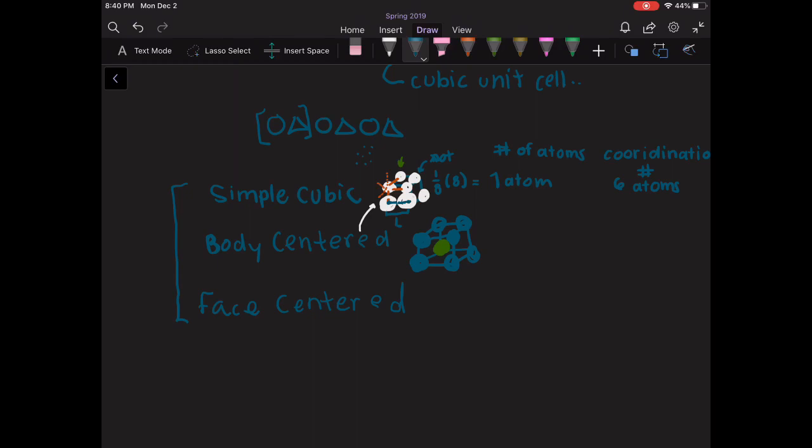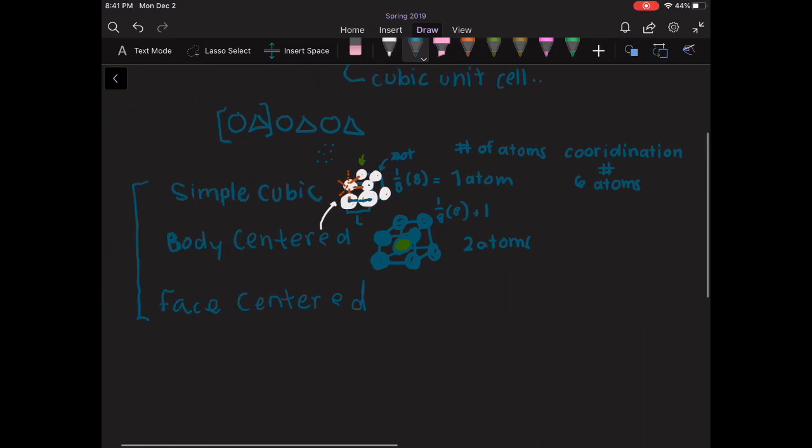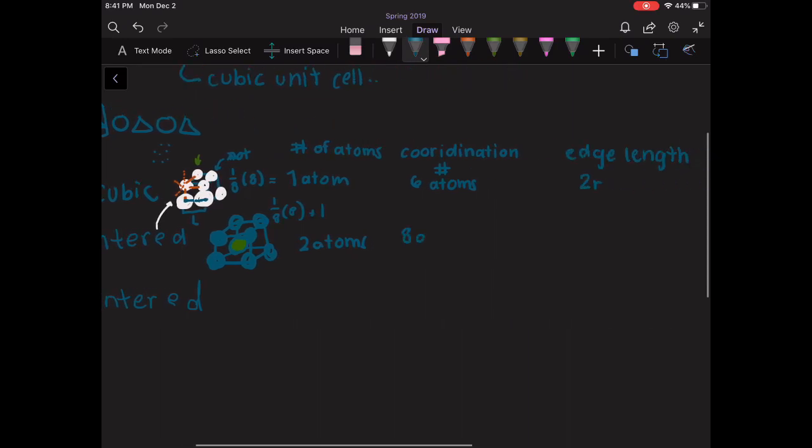So still again, there's going to be 8 on the outside, so when you want to count up the number of atoms, it's going to be, once again, 1/8 times 8, and then there's an entire atom in the center, so plus 1 atom. So that means per something that's body-centered, there are 2 atoms. The coordination number for something that's body-centered is just going to be 8 atoms, meaning it'll touch 8 other atoms. So this edge length is a little wonky.